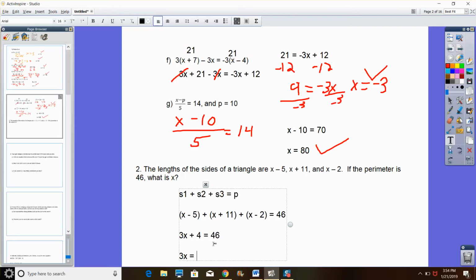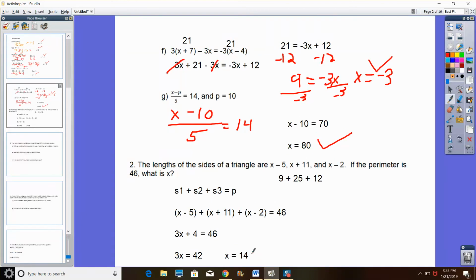That means if I subtract 4, 3x is going to equal 42, which means that x is going to equal 14. 14 will be the value of x. And again, we'll just check those answers real quick. 14 minus 5 is 9, plus 25, plus 12. 9 plus 25 is 34, plus 12 is 46. So they do work, and this answer is good. So x equals 14. I only needed to find x, but it's always a good idea to check our answers.